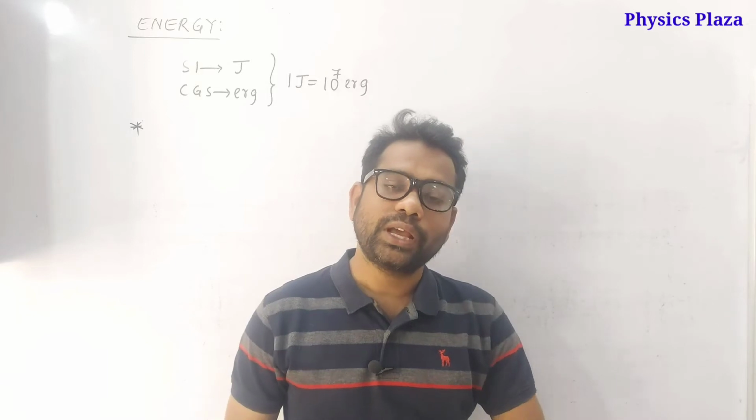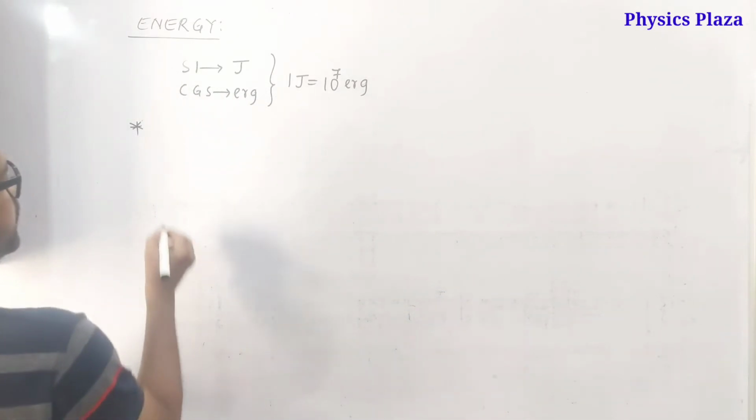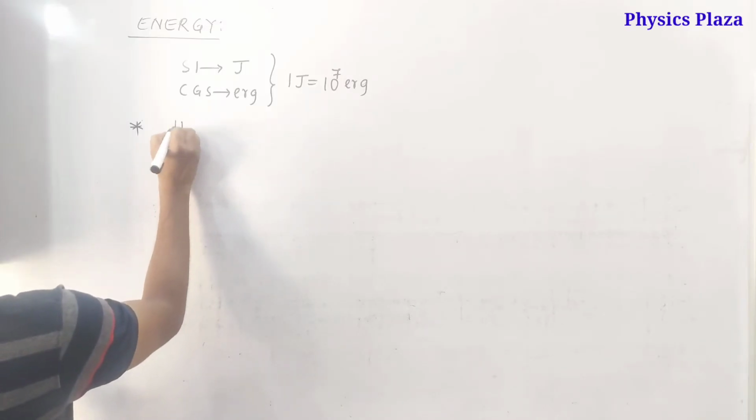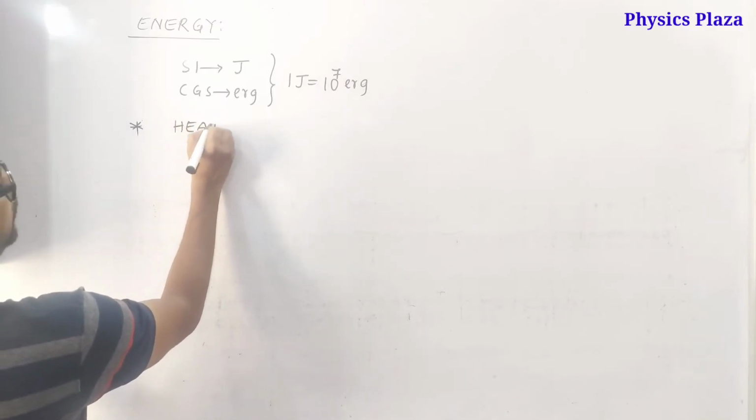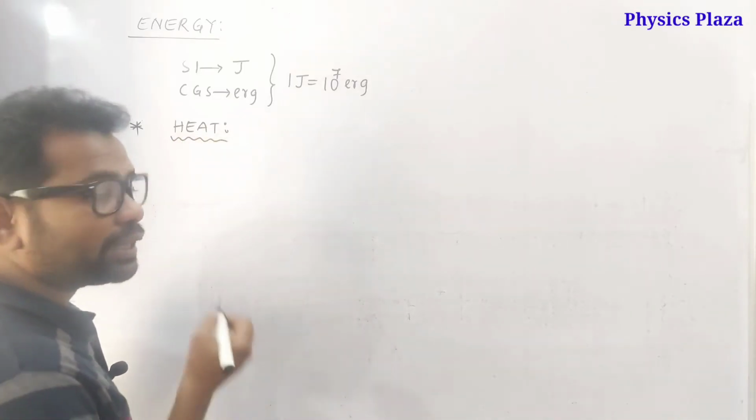Other than this, we have different forms of energy. Obviously, every energy has its own special unit. Children, let us see 3 important energies here. The first one is heat. We have learnt this already in 9th class. Heat is measured in calories.